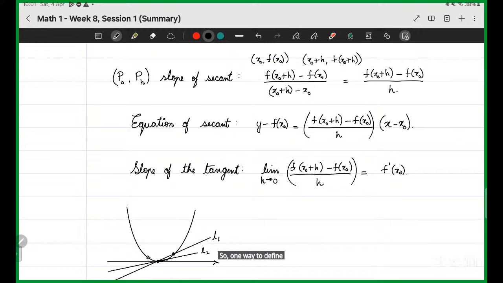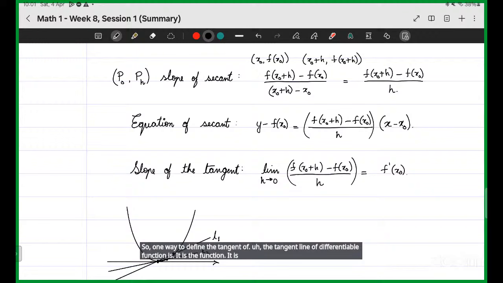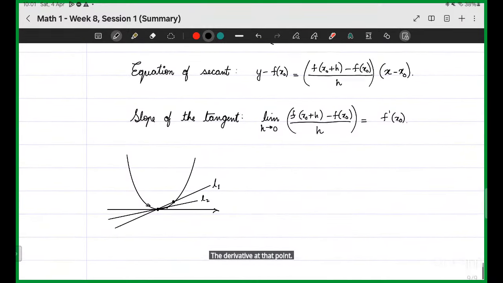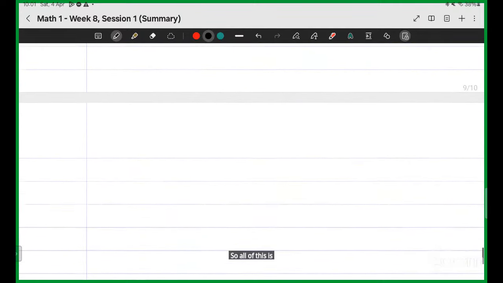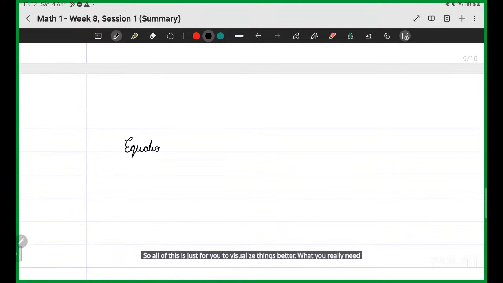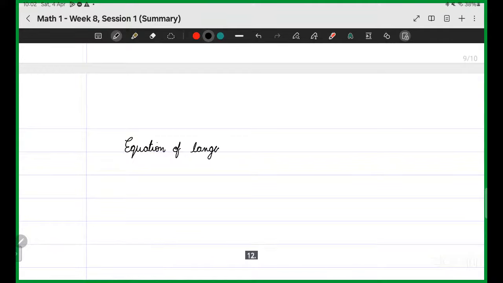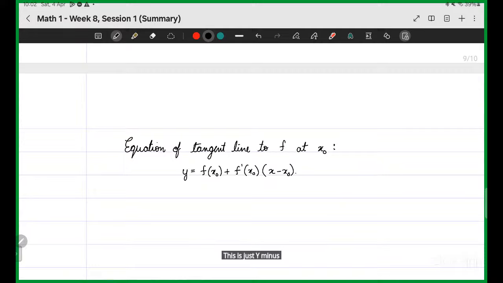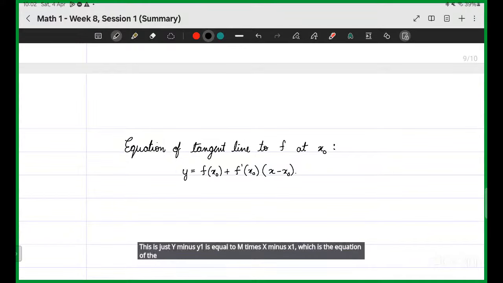So one way to define the tangent line of a differentiable function is it is the line that passes through the graph at that point with slope equal to the derivative at that point. So all of this is just for you to visualize things better. What you really need is the equation of the tangent line to f at x0, meaning at the point (x0, f(x0)). This is given by y is equal to f(x0) plus f prime(x0) times (x minus x0). This is just y minus y1 is equal to m times (x minus x1), which is the equation of the line in point slope form.